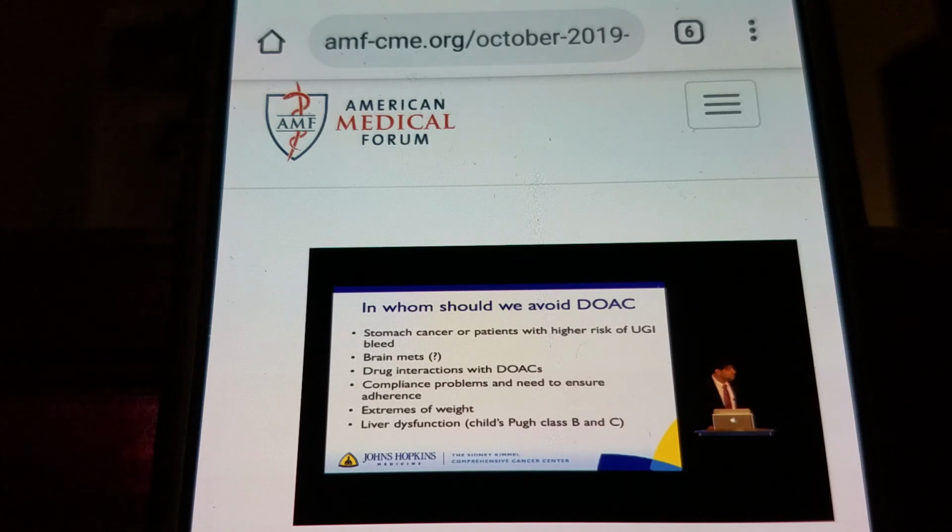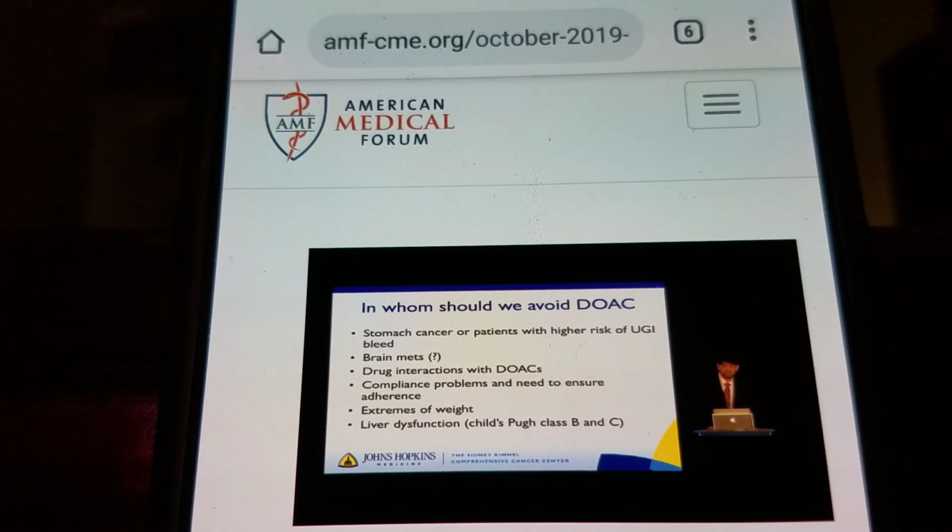So, which cancer patients should you not use a DOAC in, right? Based on that study, and subsequent studies have been published for rivaroxaban and apixaban also, I'm very comfortable using DOACs in cancer patients now. I think that they're about as good as heparin for treatment of cancer-associated VTE. But what kind of patients do you avoid using a DOAC in? So number one is anyone with an upper GI malignancy. Esophageal cancer, stomach cancer, I avoid it.